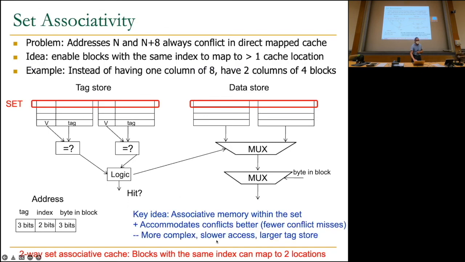More hardware costs, slower access, larger tag store also. Don't forget, now you have 2 copies of the tag store. Each tag is larger, and you have a valid bit. Why is each tag larger? Assuming the same size memory, 8 blocks, we've organized in a different way. Instead of a single column, we have 2 columns, each of which is 4. So we reduce the index bits, but increase the tag bits, clearly. Okay, but this buys a lot of performance, actually, compared to a direct map cache.